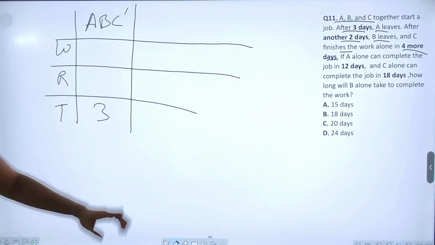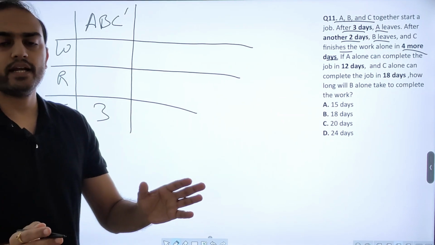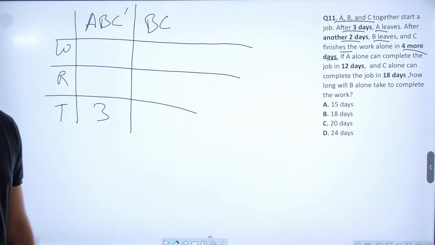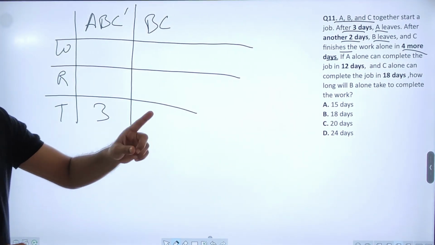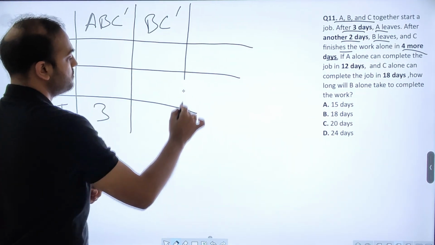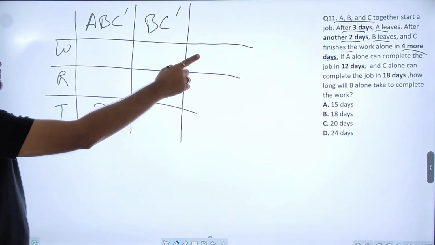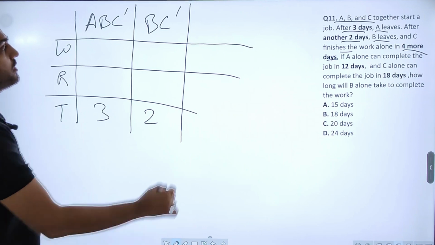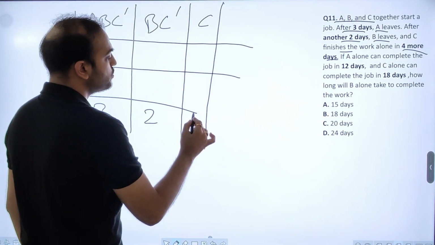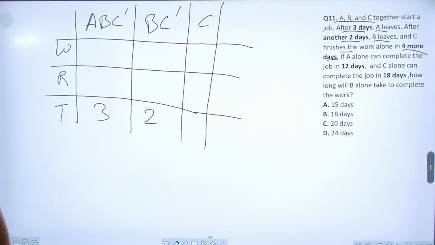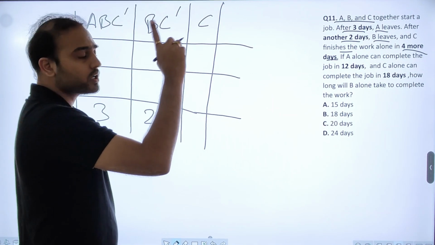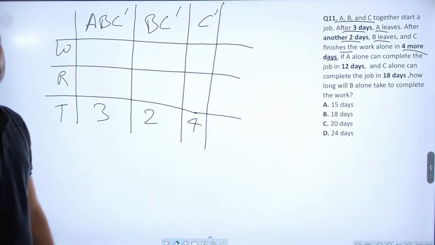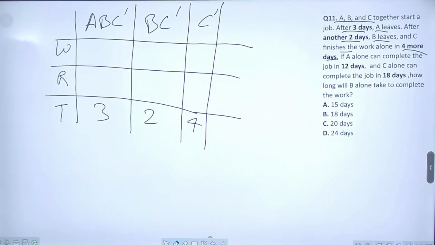After another 2 days, B leaves. So A, B, C worked for 3 days, A left. So who worked? B and C continued working. Again, did they finish the work? Again, no. Put a dash. They are working for 2 days, then B leaves. So they worked for 2 days together. B left, which means C alone had to do the work. Again, did C do the whole work? No, he did only a portion of the work. He took 4 more days to finish the work, which is fine. So 4 days.